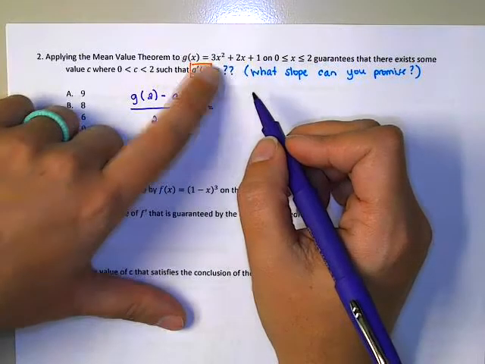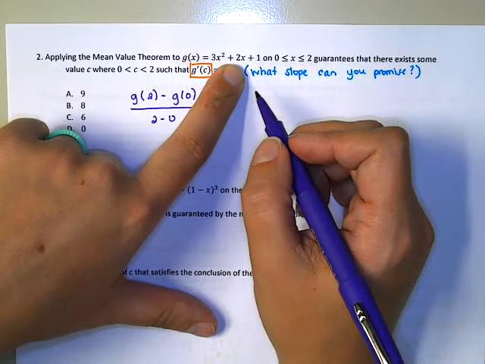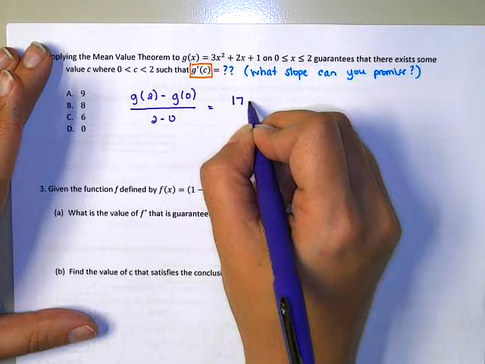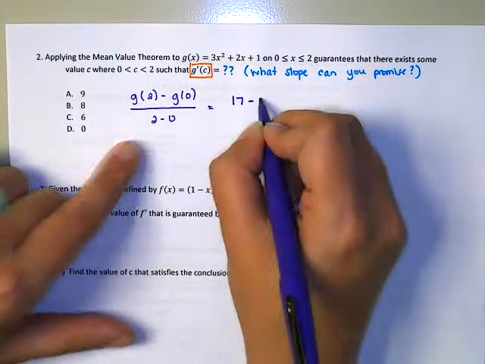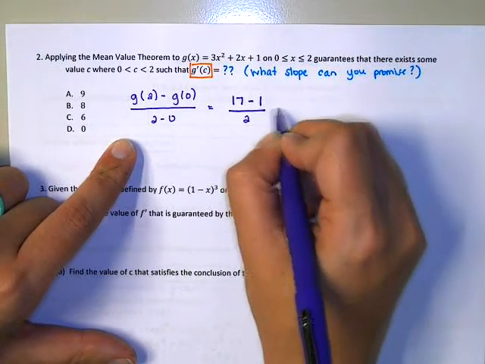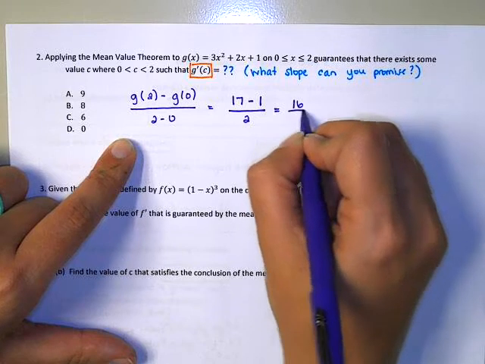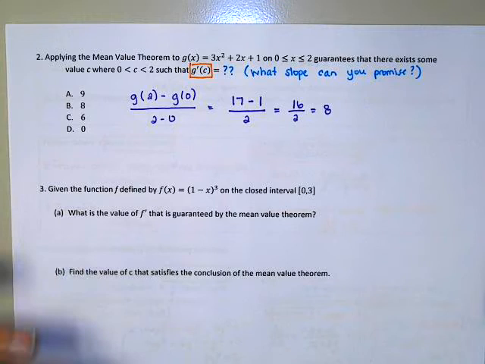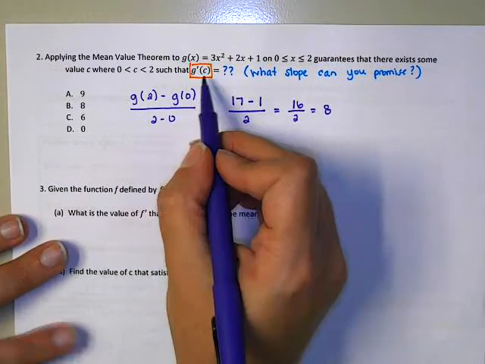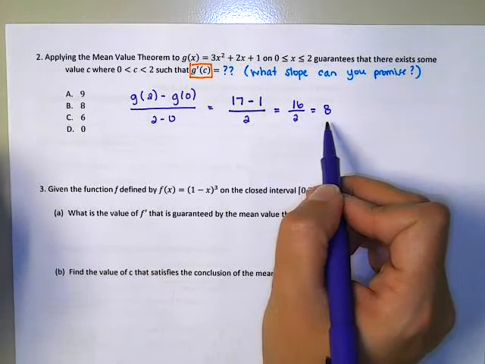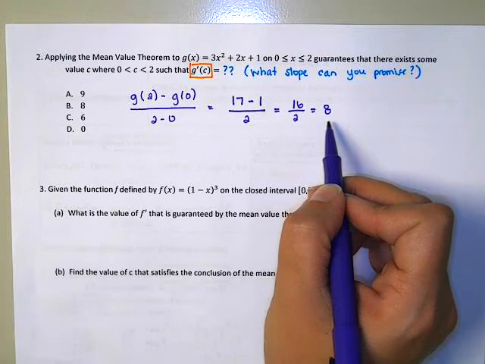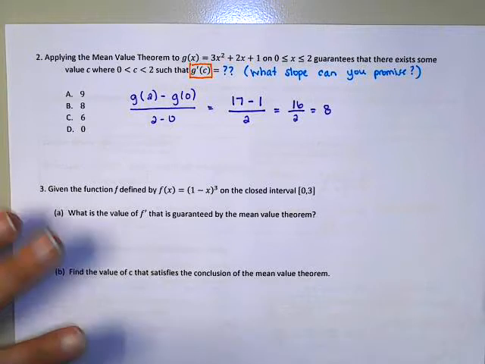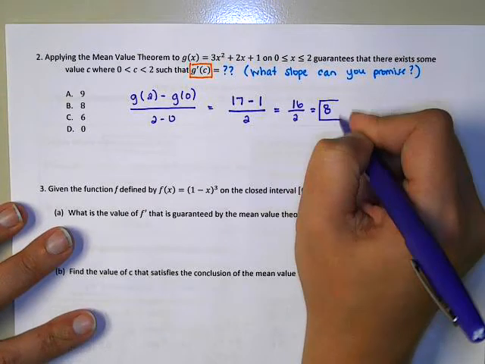So I get 12 plus 4, which is 16, plus 1, which is 17, minus, if I plug in 0, I just get 1 over 2. That gives me 16 over 2, which is 8. This problem does not ask me to figure out the exact x value where I achieve this slope. It doesn't say find c. It just says, what slope can you promise? Well, I can promise this slope.